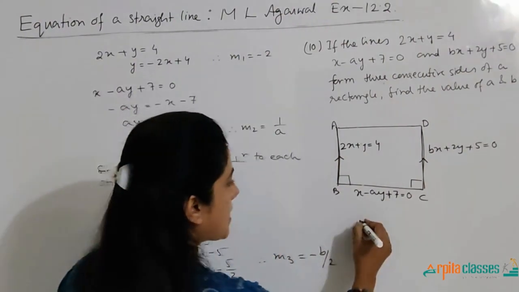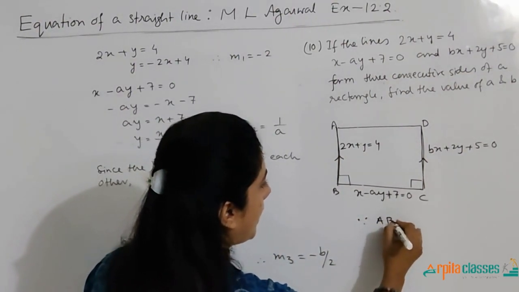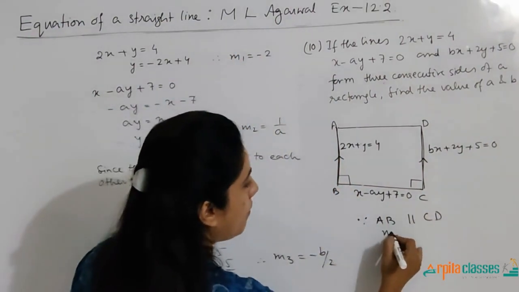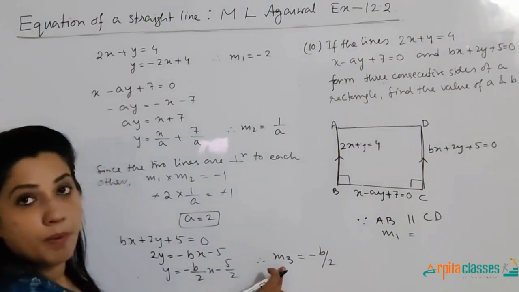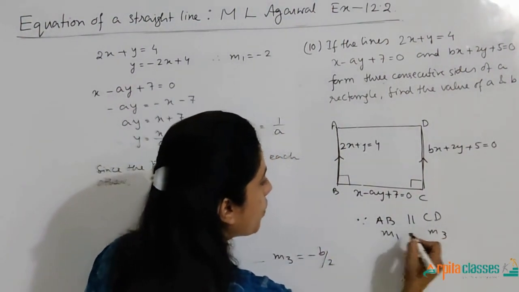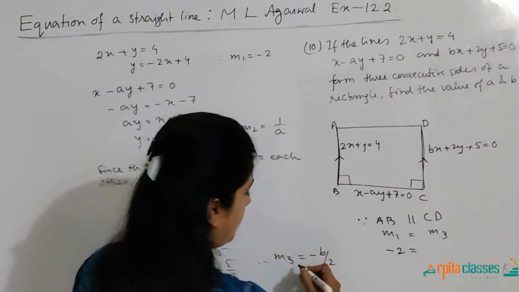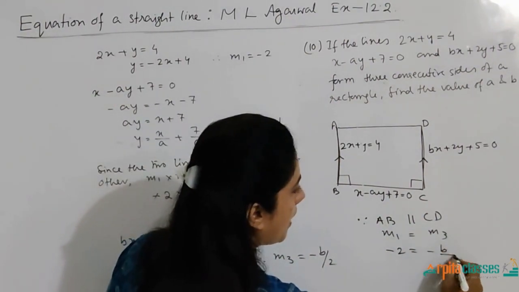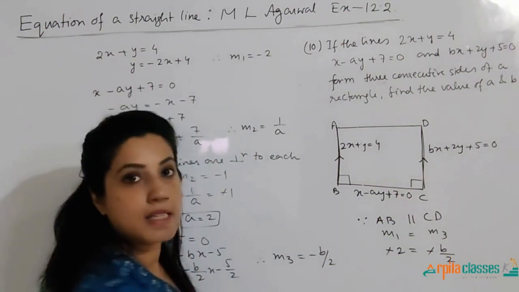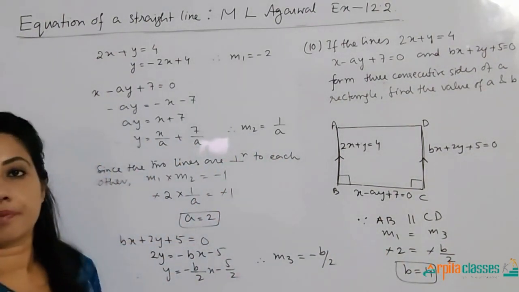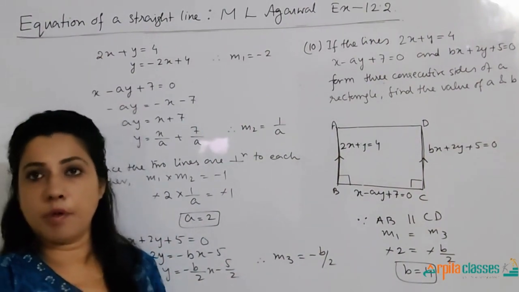Now we'll write, since AB is parallel to CD, therefore the slope of AB, which is your m1, should be equal to the slope of CD, which is your m3. So slope of AB is minus 2 and slope of CD is minus b upon 2. Minus and minus gets cancelled, so we get b is equal to 4. Right? I hope you understood the concept over here.